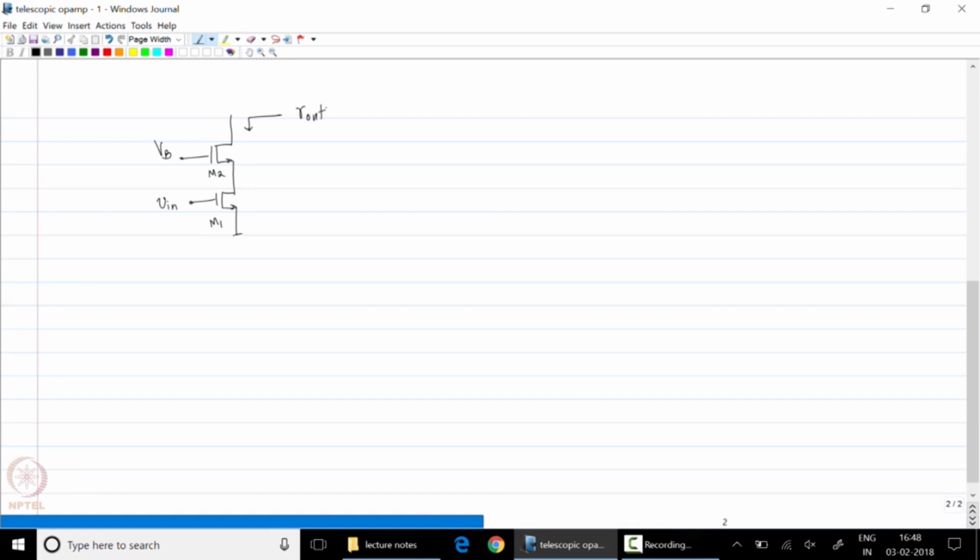So again, let us quickly review this. Let us say at the gate of M1, I have VB1 plus Vin, and at the gate of M2, I only have VB2. I want to analyze this structure to find out its output resistance. So let us draw the small signal equivalent circuit. This particular structure is called the cascode structure. This will be a quick review for us because we are going to use this to increase the output resistance of our op-amp.